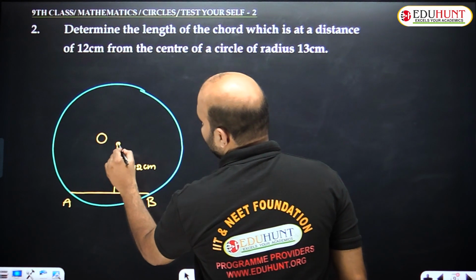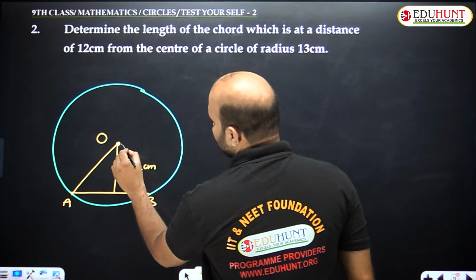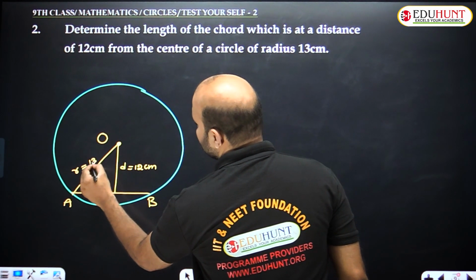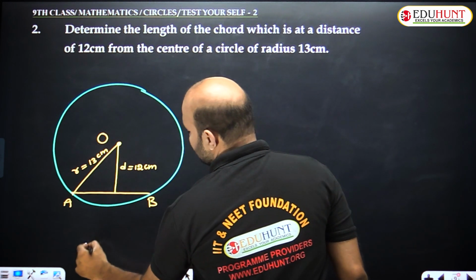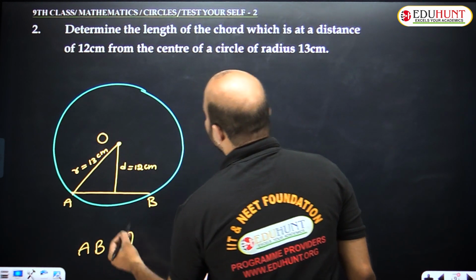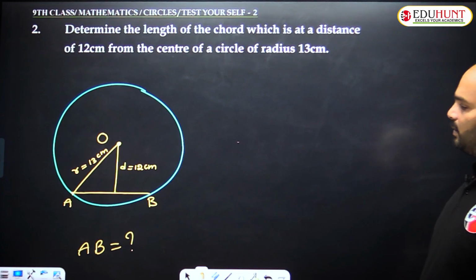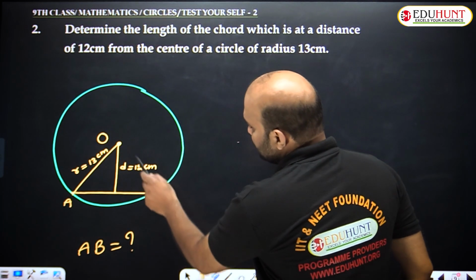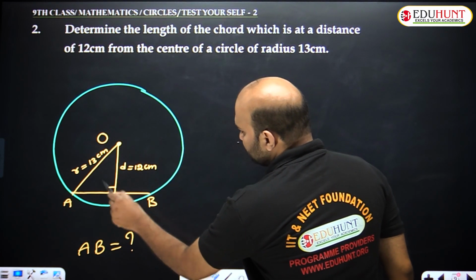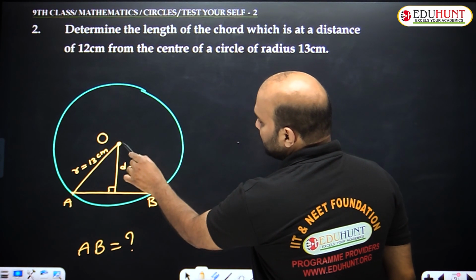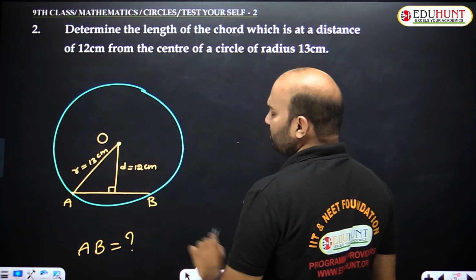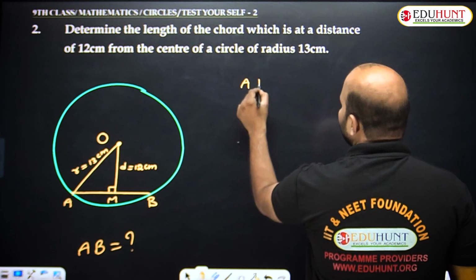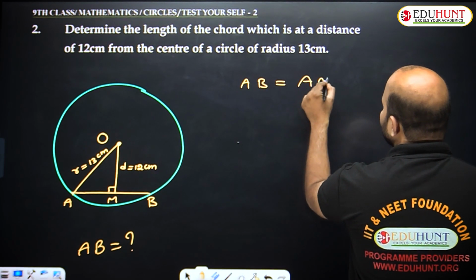And also the radius of the circle is given. Radius means OA. OA is a radius. Radius, how much is given? 13 centimeters. But what am I asking? The AB length. So determine the length of AB, that means the chord. AB is the chord. Clearly we know that this is a perpendicular line. Perpendicular line from the center to the chord bisects the chord. That means it will be considered as M. So AB equals AM plus MB.